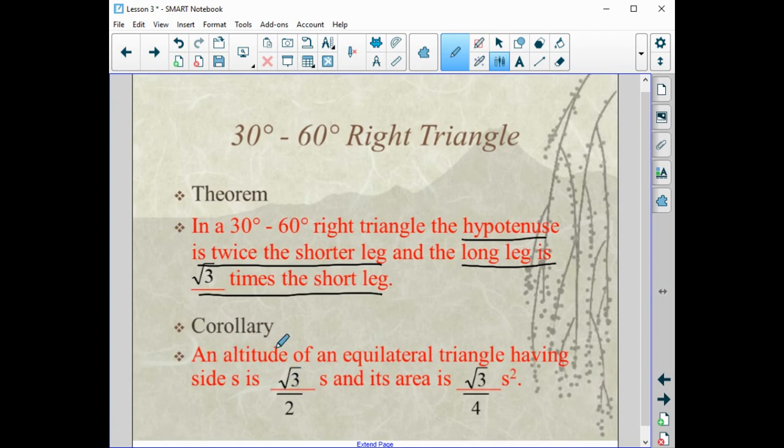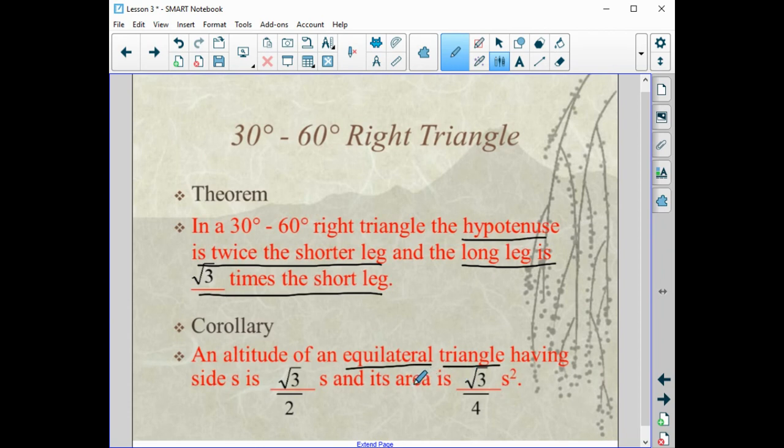And it says an altitude of an equilateral triangle having side length s is radical 3 over 2 times the side. So this only works for an equilateral triangle, but this is a formula, radical 3 over 2 times the side length, that will find the altitude if I know what the length of the side is.